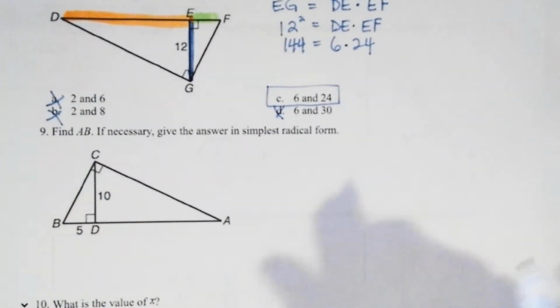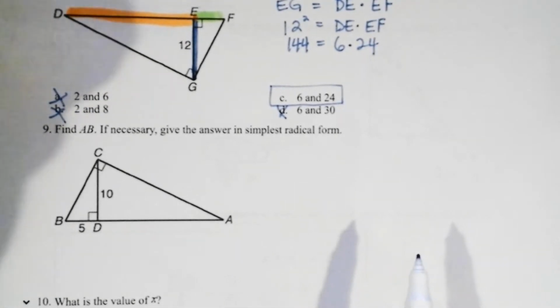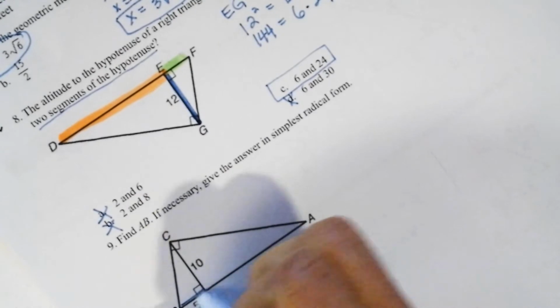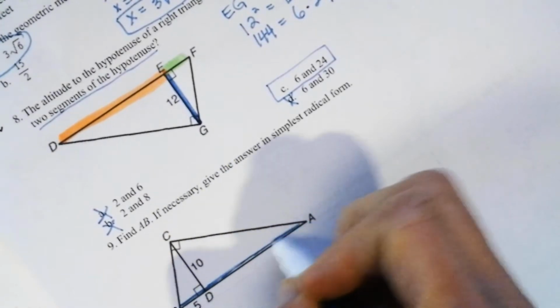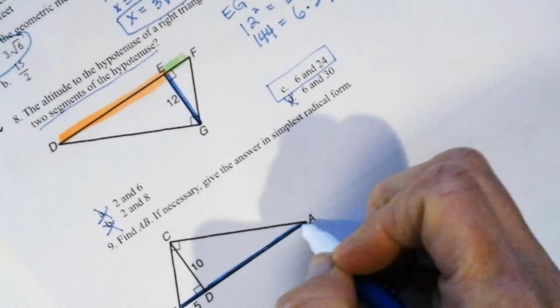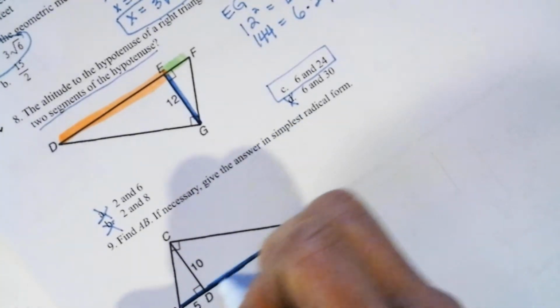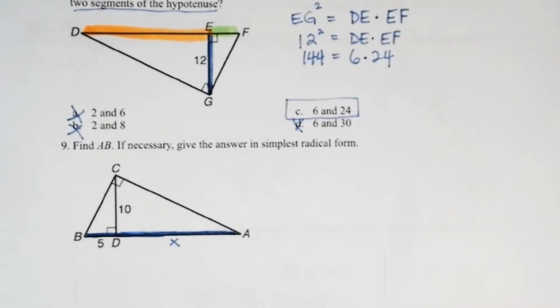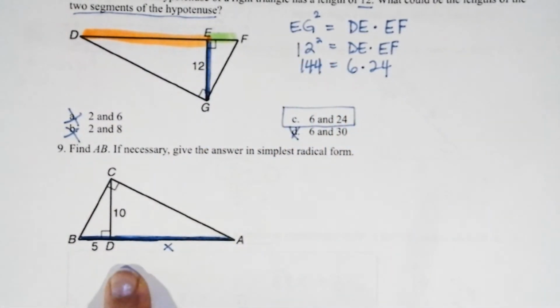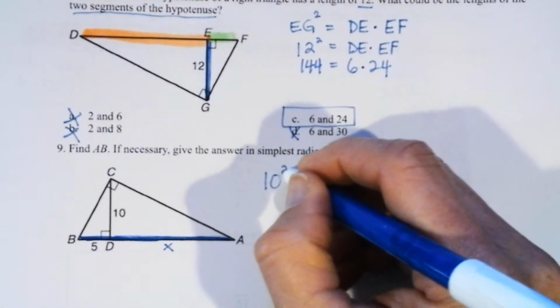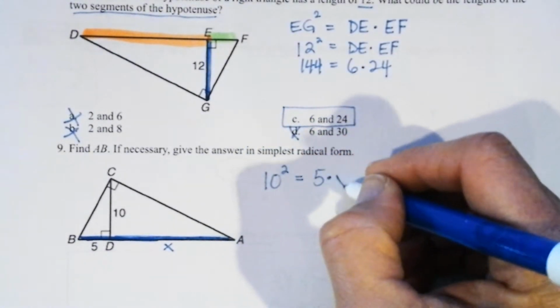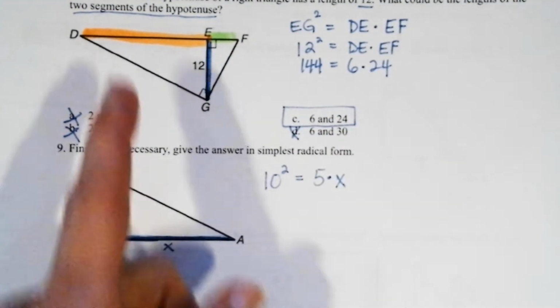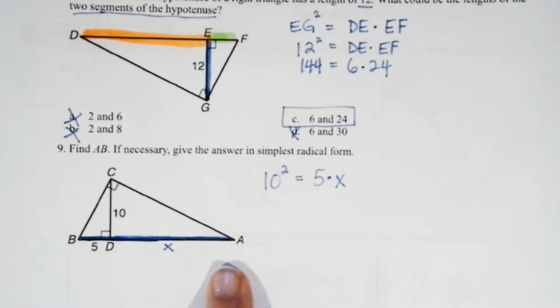Find AB if necessary. Give the answer in simplest radical form. So, we want AB. Let's call that X. Okay? We can use this same theorem that we used here, right? So it's going to be 10 squared equals 5 times X.